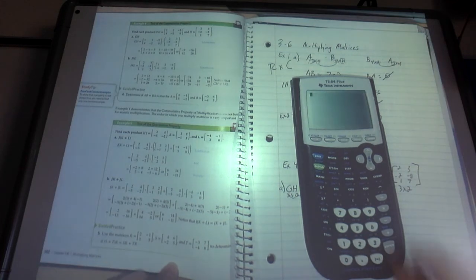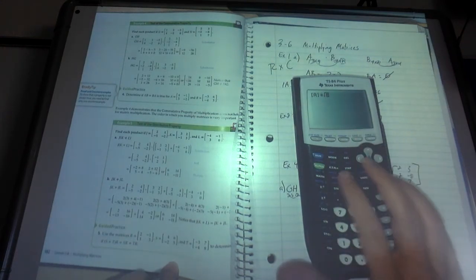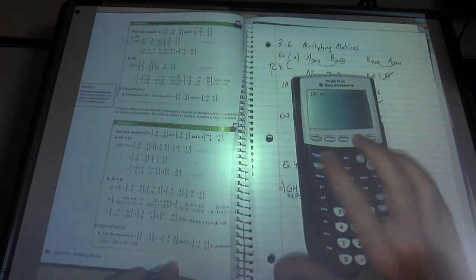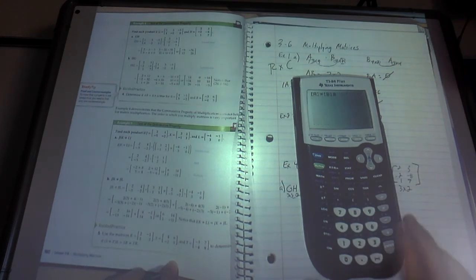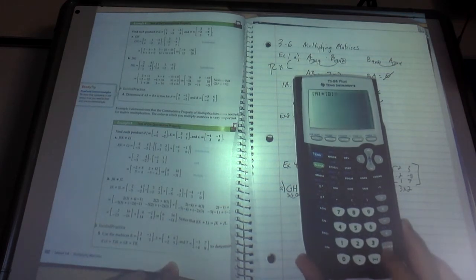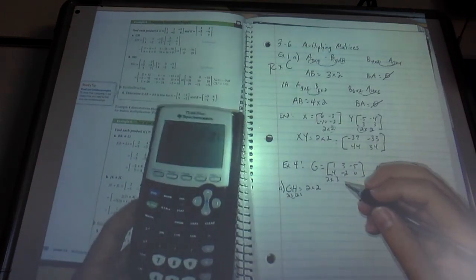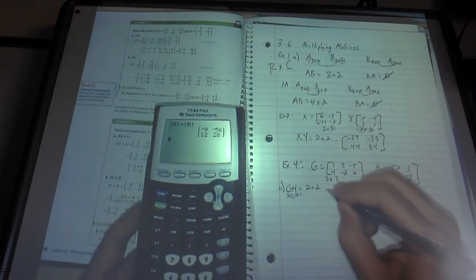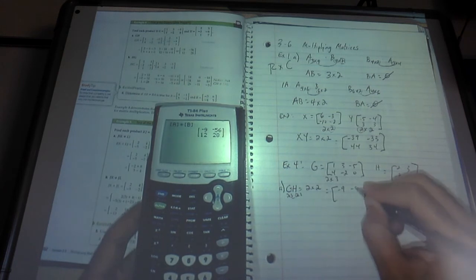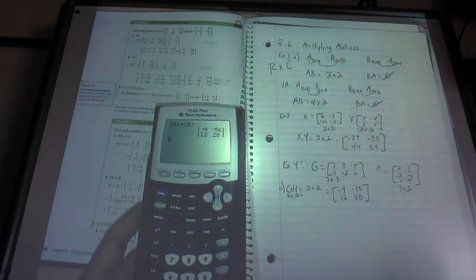We're multiplying G times H. So in my matrix menu, that's matrix A times matrix B. All right? Again, that's G times H for what the problem says. And we get this. We were expecting a 2 by 2 matrix, and we got a 2 by 2 matrix. -9, -56, 12, 28.